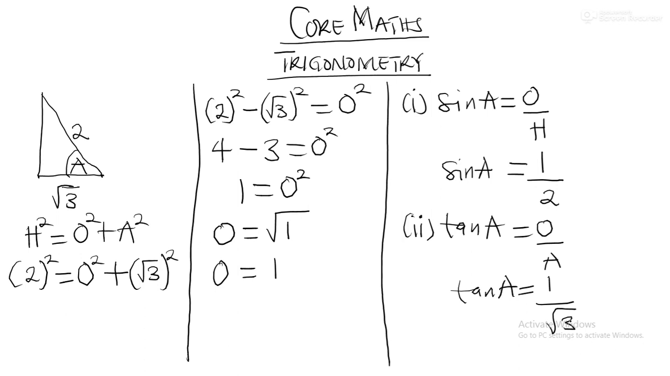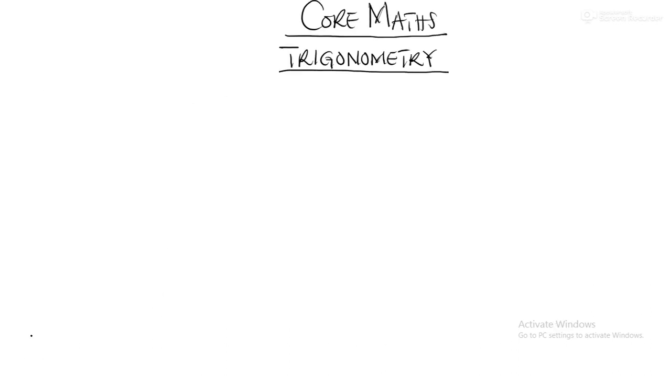Rationalize. Okay, so we have to rationalize the denominator, and we do that by multiplying the numerator and the denominator by the value of what? The denominator. Okay, so let's do that. So from tan A equals 1 over root 3, we multiply this one by root 3 divided by this by root 3 to rationalize.